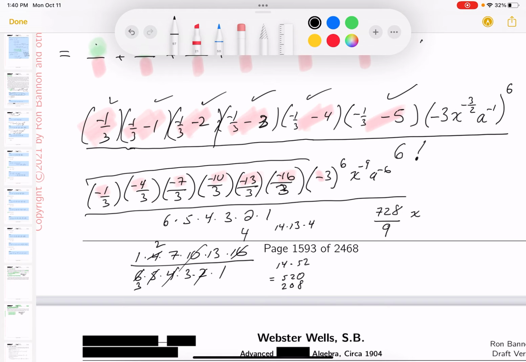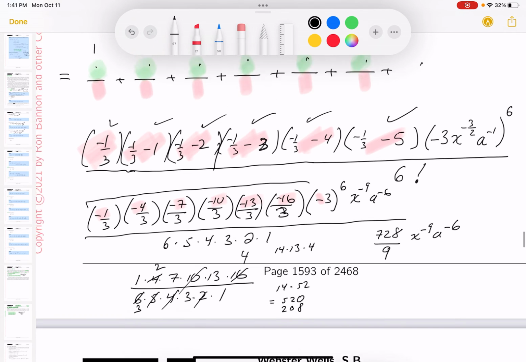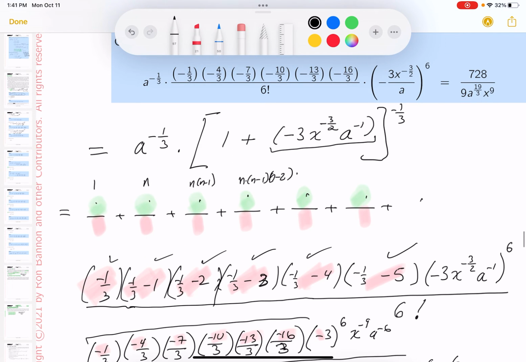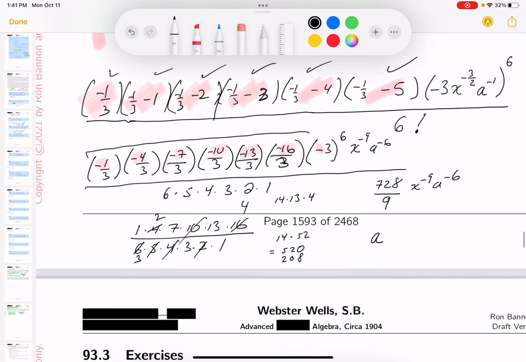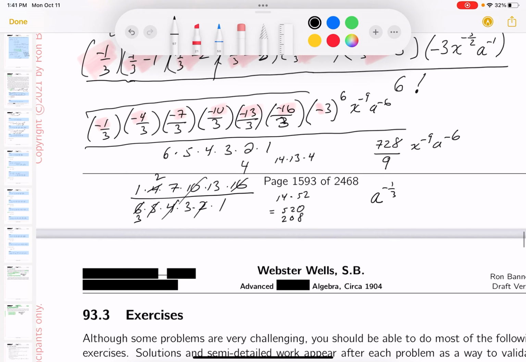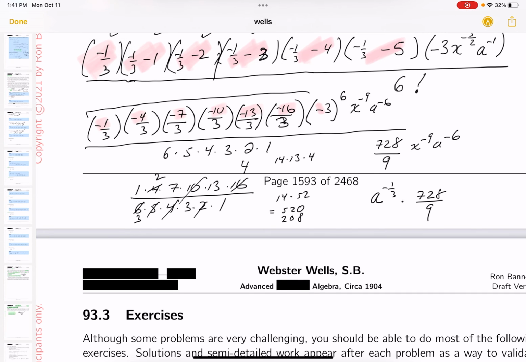Then what do you get? x to the minus 9, a to the minus 6. I don't want you to forget something, though. I'm still going to be multiplying by this, right? So I forgot about that. You've got to do it. So let me write that down for you. Again, I'm just doing my chicken scratch. So a, we'll put a box in this, don't worry, to the minus 1/3 times this number here, 728 over 9, x to the minus 9, a to the minus 6.